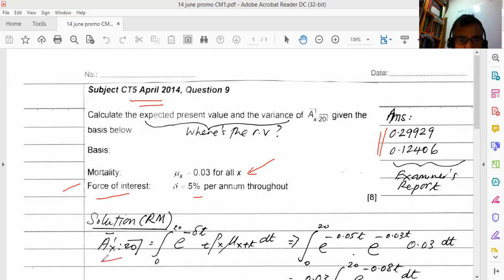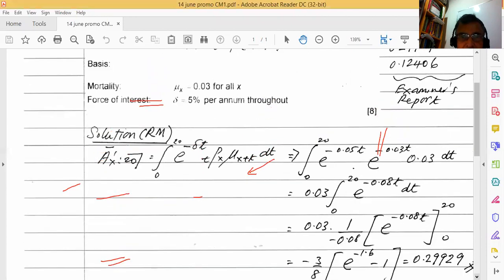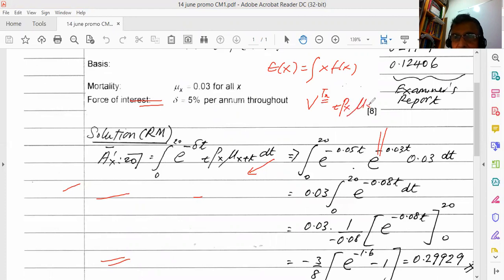We're trying to find the expected present value. We are dealing with constant force. So what's the big idea? Since we are trying to find expectation, the fundamental idea will be the integral of x f(x). Now we are dealing with something continuous, so we'll have an integral. In this case, your present value random variable will be v to the power of Tx, and what else? The density function, the PDF of Tx, which is tpx mu x plus t.